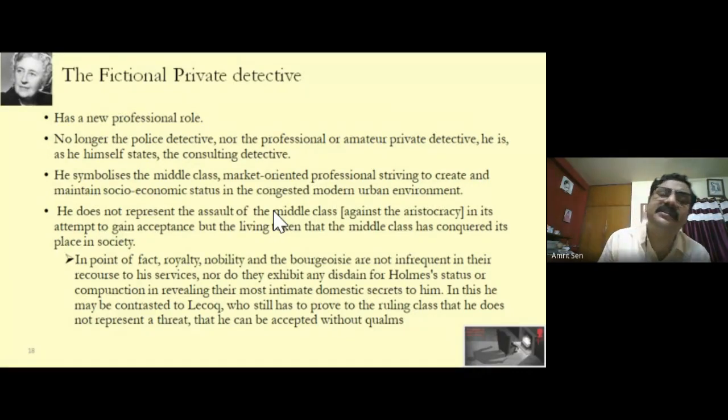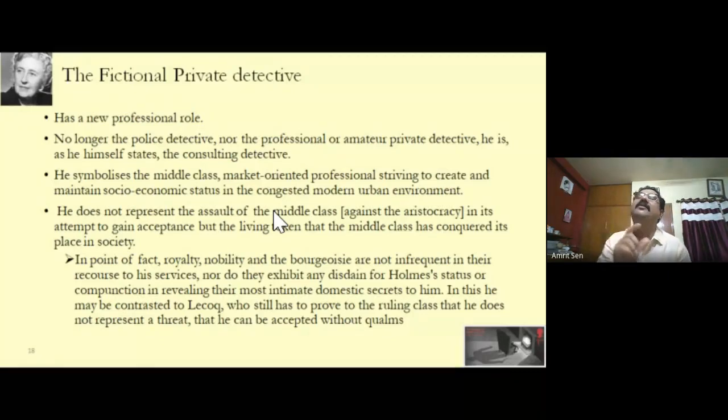He symbolizes very often, this is very interesting, the middle class, market-oriented professional striving to create and maintain socio-economic status. অর্থাৎ আমি যেমন পড়াচ্ছি, I'm a professional in that sense of the term. The detective is also a professional. He is performing a function, but he's middle class. এটা লক্ষ্য করে দেখো কিন্তু, মানে বিরাট বড়লোক ডিটেকটিভ তুমি পাবে না. All these detectives depend upon their fees for a living. He does not represent the assault of the middle class against the aristocracy, but the living token that the middle class has conquered his place in society.